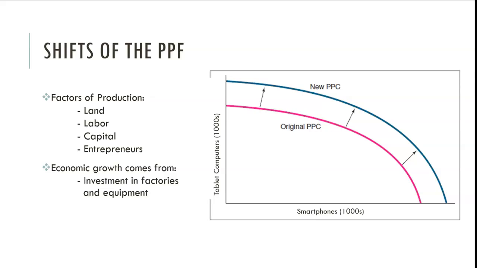This is going to occur when we have investment in factories and equipment. It could happen from population growth. It could happen from prior investment in knowledge and technology. So as we work on improving our economy, our production processes, we're going to be able to produce more stuff with the resources we have available. Economic growth means we're more productive.